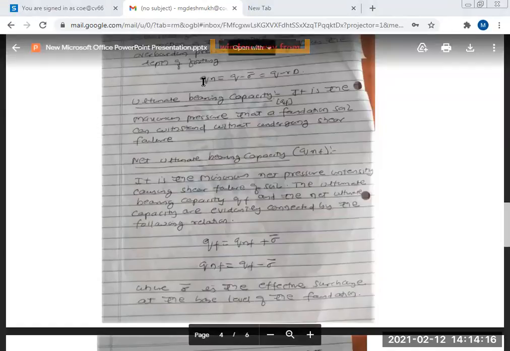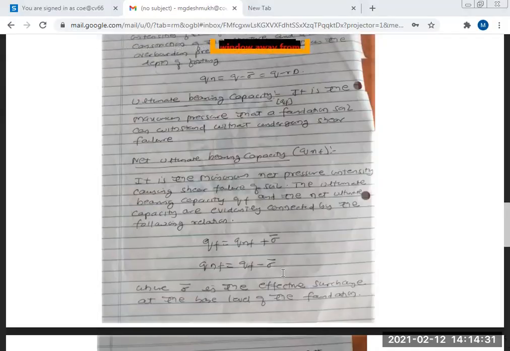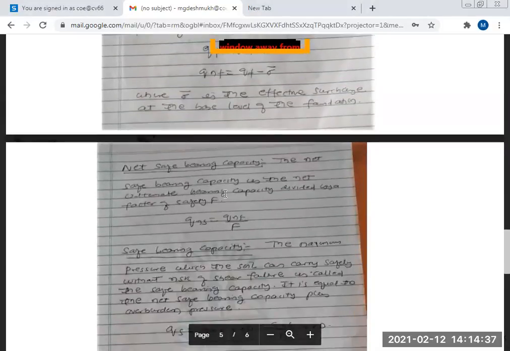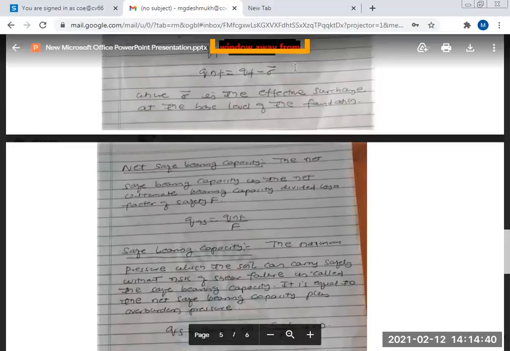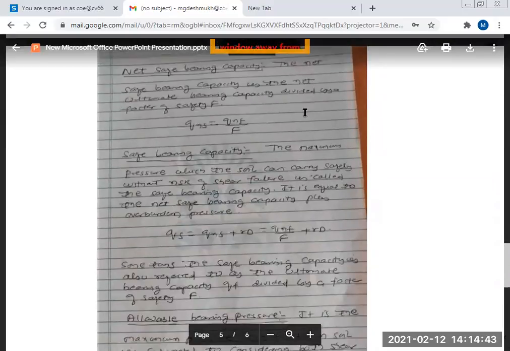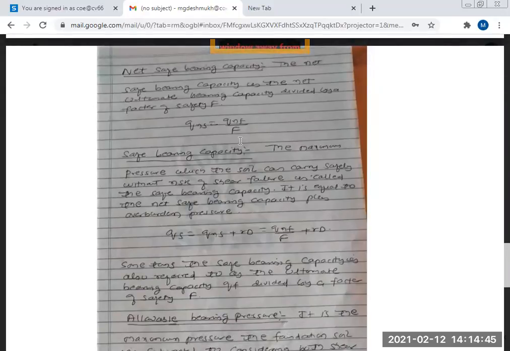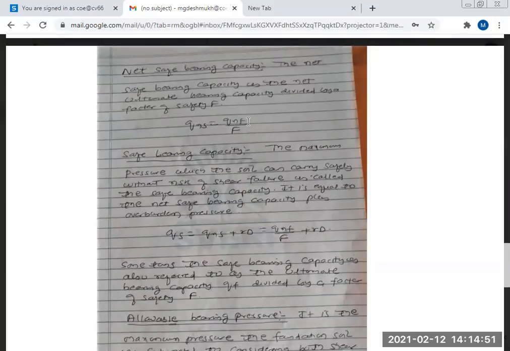So here we don't consider that one. Net safe bearing capacity. So now what is the relation between net and ultimate, QNF is equal to QF minus gamma d and sigma bar. And after that, now net safe bearing capacity. Net safe bearing capacity means you divide the net ultimate bearing capacity by the factor of safety, so you will get it as net safe bearing capacity. So the things are very much clear to you till here.